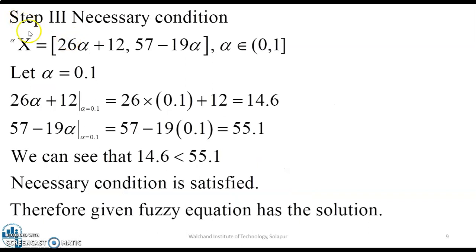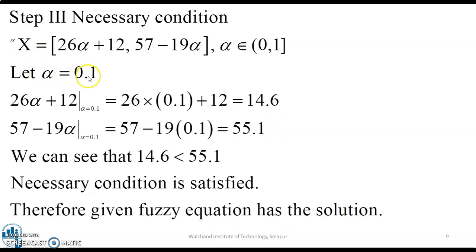Now the step number 3 is to verify whether the alpha cut of x satisfies the necessary condition or not. Here we have written the alpha cut of x. Let me choose any number from open 0 to closed 1. Let us take alpha as 0.1. Finding the value of the initial point at alpha equal to 0.1, we get 14.6. And finding the value of the end point at alpha equal to 0.1, we get 55.1.